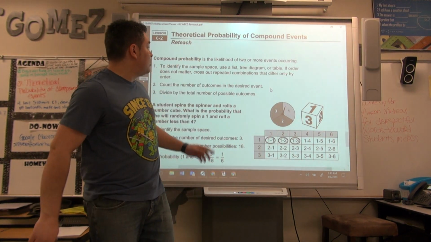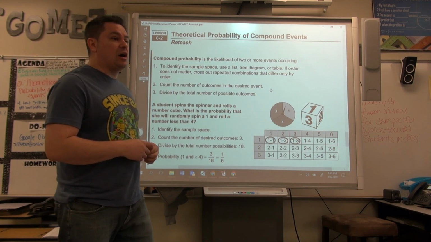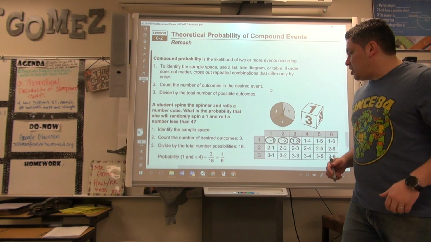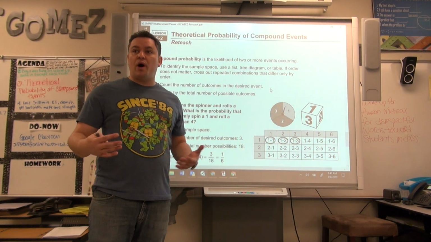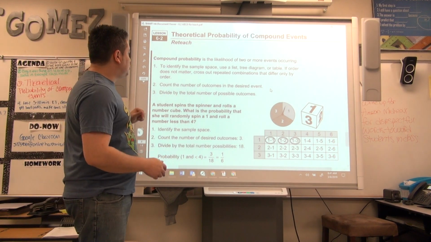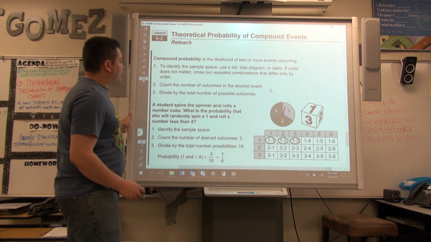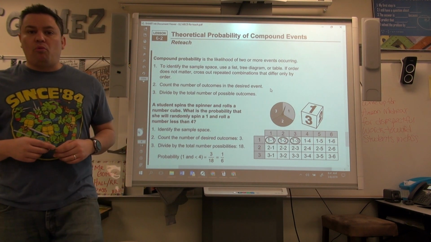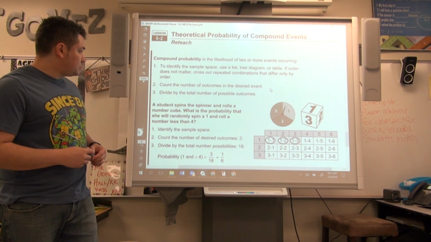Today we're going to talk about theoretical probability of compound events. Just like when we talk about probability of single events, now it's going to be about more than one thing happening at once. Compound probability is the likelihood of two or more events occurring.